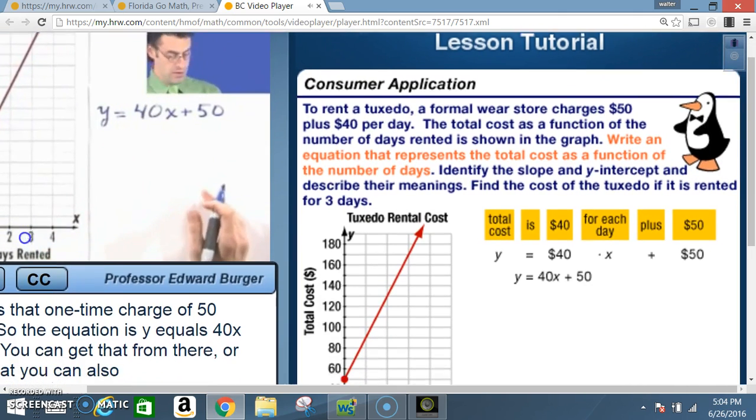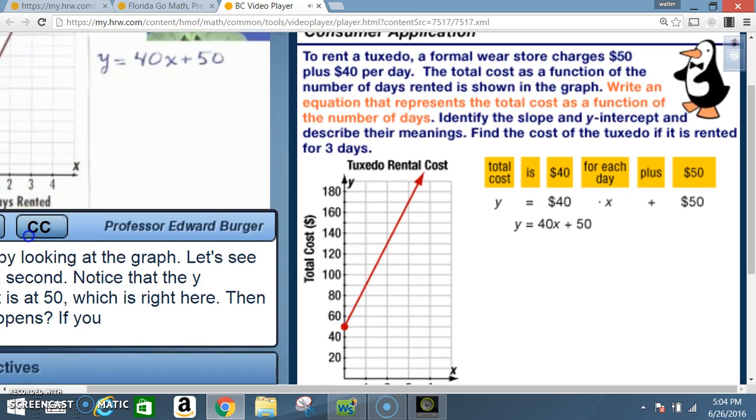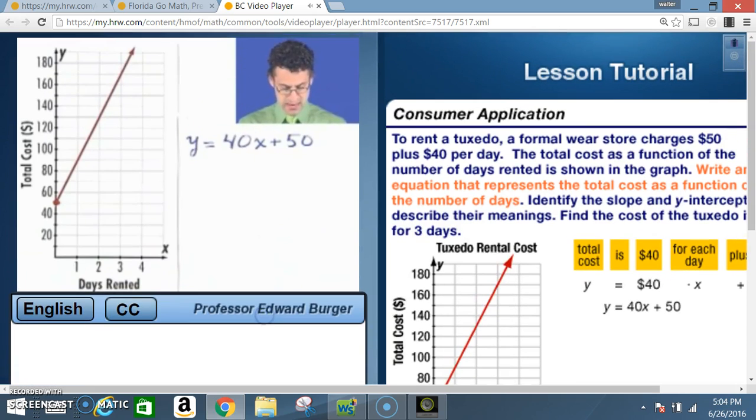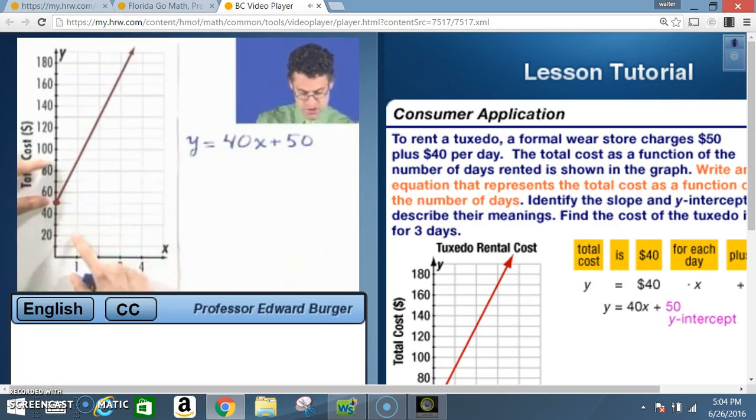So you can get that from there, or notice that you can also get that by looking at the graph. Let's just see this for a second. Notice that the y-intercept is at 50, which is right here, and then what happens if you go over up to here? What's that change? That change is 40.